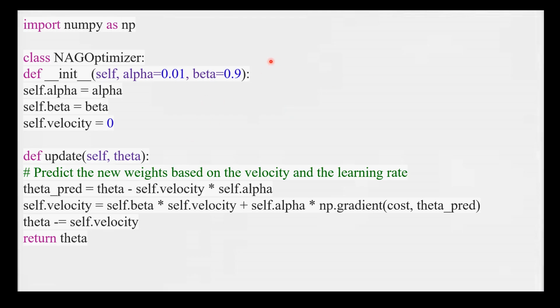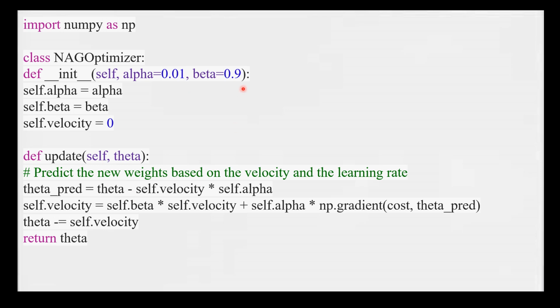Then comes Nesterov Accelerated Gradient, or NAG. Now this NAG is a variant of momentum that estimates the gradient using predicted weights instead of current weights, and this can help the optimization converge faster. Now this code snippet defines a custom NAG optimizer class in Python, which is used to optimize the parameters of a deep learning model. Here the NAG optimizer has two instance variables, alpha and beta, which are the learning rate and momentum factor respectively. It also has an instance variable velocity used to store the current momentum.